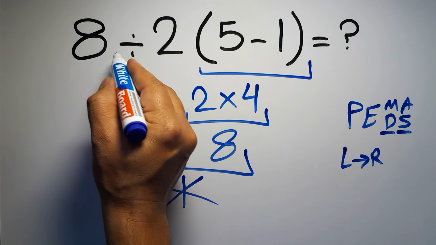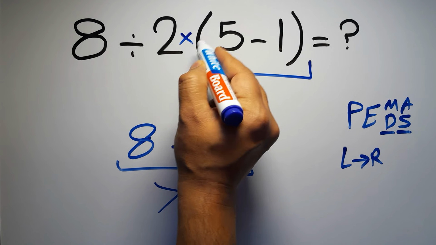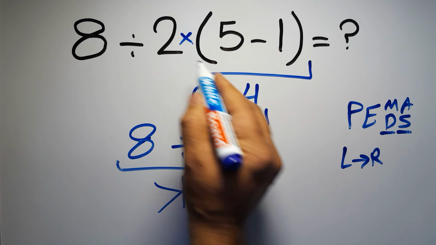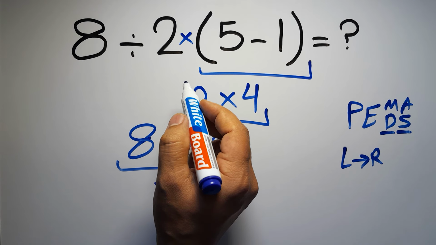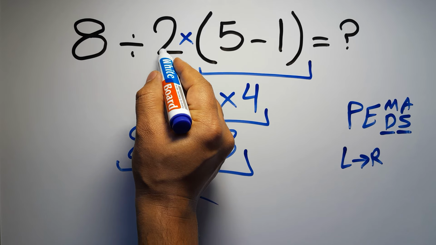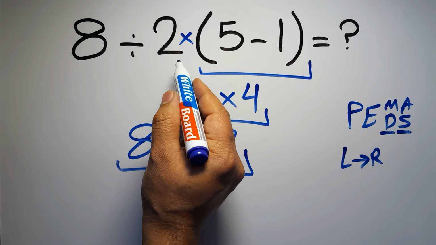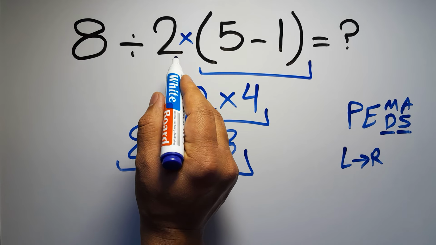In this expression, we have one division, one multiplication, and one parenthesis. Inside this parenthesis, we have one subtraction. Here we have a multiplication because in mathematics, when a number is placed next to parentheses, it means multiplication, and we usually don't write the multiplication sign for brevity.